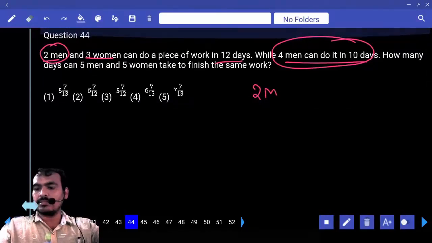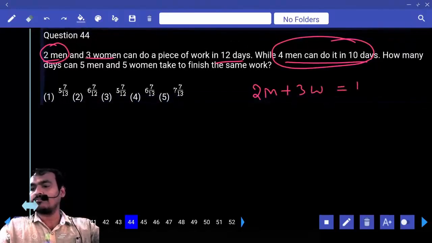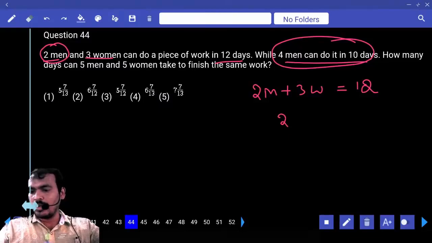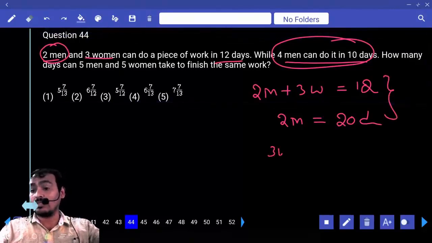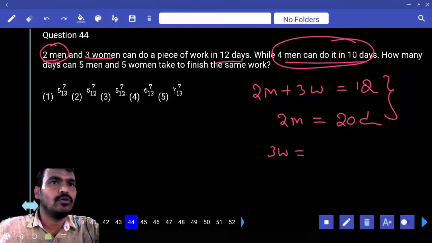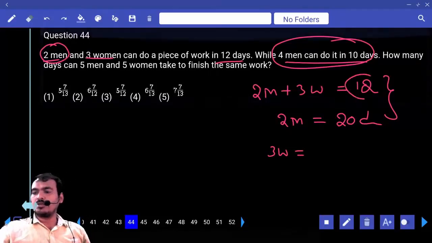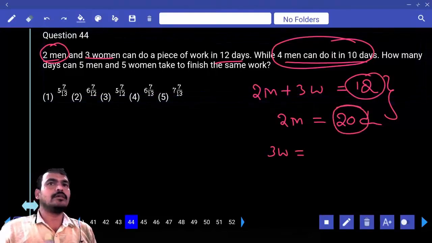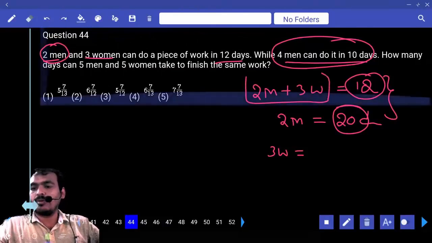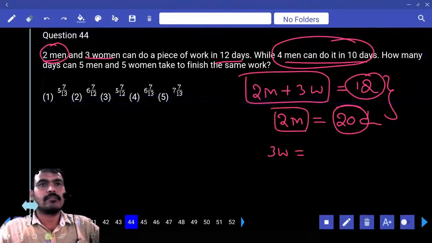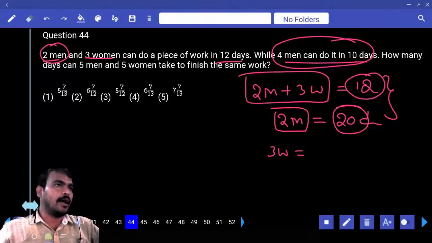2 men plus 3 women together take 12 days. But only 2 men can do the same work in how many days? 20 days. Solving these two, we get the 3 women value. One is a combination, another one is individual. Do we use product by difference or product by sum? Product by difference, because it is A plus B value and it is A value. These two are subtracted, and we get the B value.